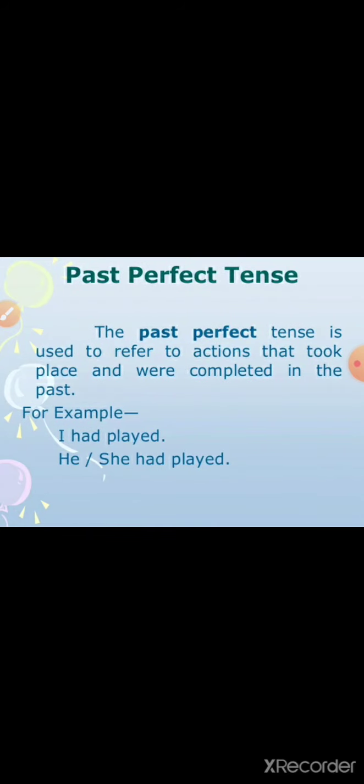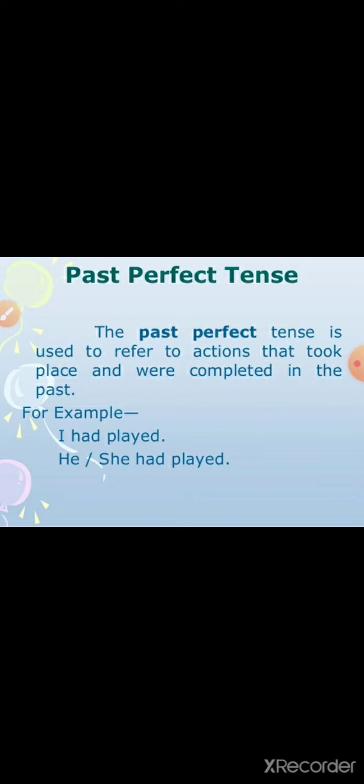Next comes past perfect tense. The past perfect tense is used to refer to actions that took place and were completed in the past. Any action that took place in the past and also got completed in the past as well, that is past perfect tense. So past perfect tense is used to express something that happened before another action in the past. Any action that was completed in the past before another action started.